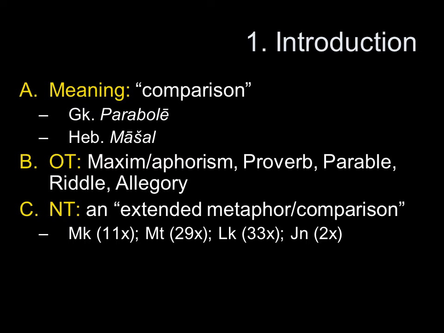In the Gospel of Mark, we have 11 parables. In Matthew's Gospel, we have 29, in Luke 33, and John 2. So Luke has the most amount of parables, and some of our most beloved parables. You can think about the parable like the prodigal son that comes from the Gospel of Luke, and Mark has the fewest of the synoptics. The Gospel of John, of all four Gospels, has the least amount of parables, with the story of the vine and the branches and the Good Shepherd being the two parables that come to mind from John's Gospel.